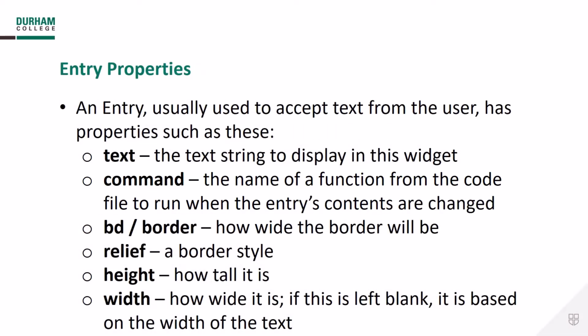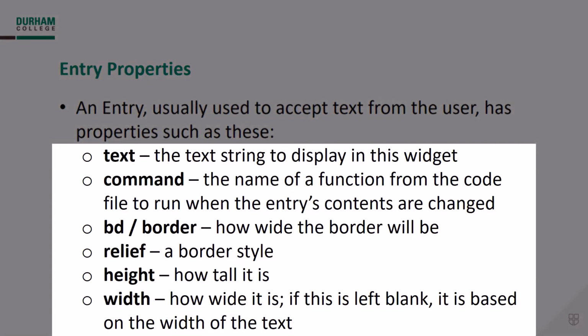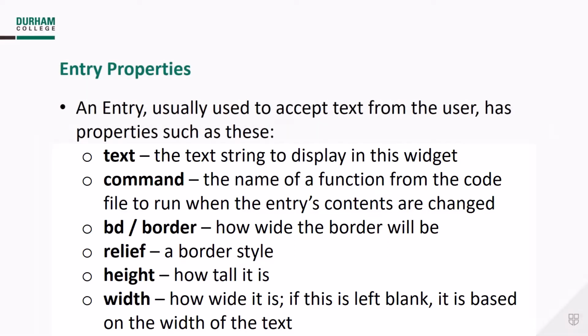And now we've got a list of properties for an entry, which is what tkinter calls the things that most of us would probably call a text box. An entry object is an open space where the user can type text. You'll see these properties are almost entirely the same too. And again, these aren't all of the properties, but it's a reasonable cross-section of the most common ones.